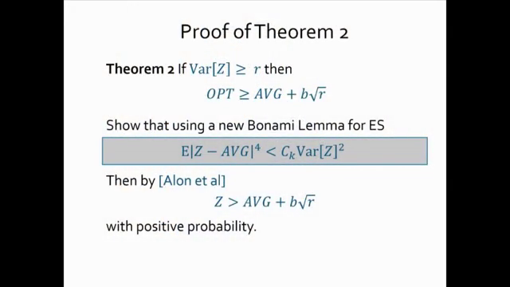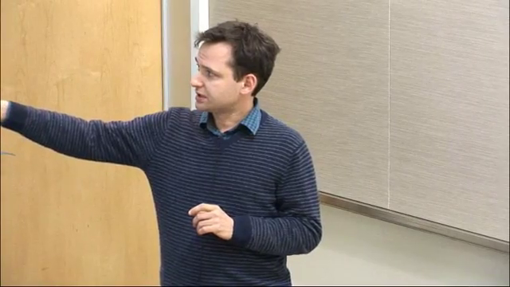Now we want to prove theorem 2. And the plan is as follows. What we want to prove is that if the variance of z is large, then the optimal value is at least average plus b square root r. And we show this using a new Bonami-type lemma that we prove, and which I will show in the next slide.